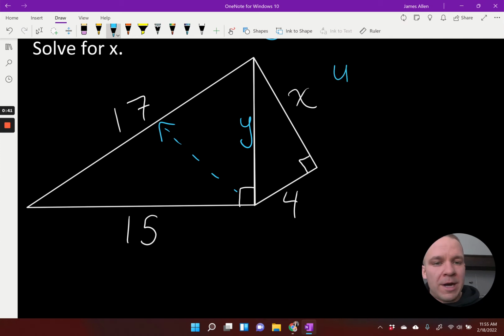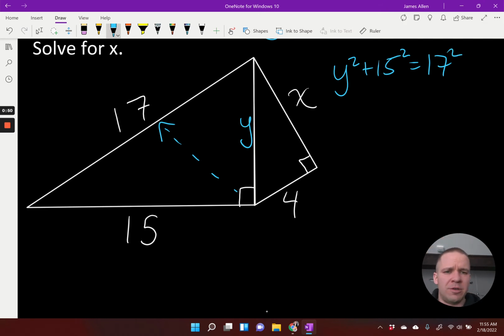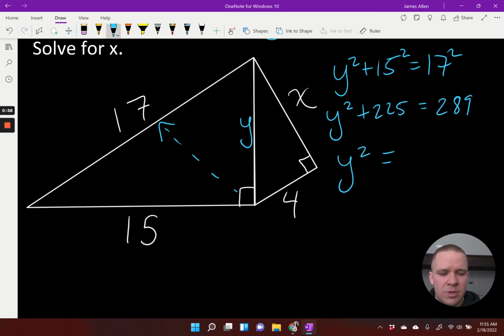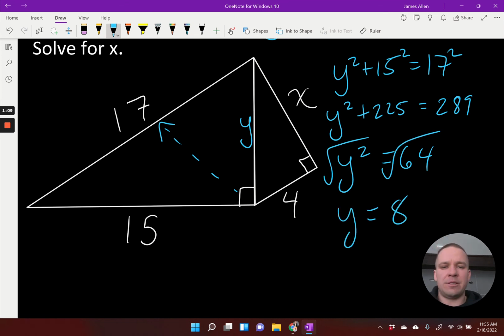So I'm going to have y squared plus 15 squared is equal to 17 squared. Ooh, these are some large numbers. All right. So I'm going to subtract. Well, actually, hold up. I gotta square that bad boy, right? That's 225. This is like 289. So then I'm going to get y squared is equal to, what's that going to be, 64, if I subtract 225. All right. We're cooking. We're moving, baby. Woo! Square root. And I get y equals 8. Okay. So this side right here is 8.